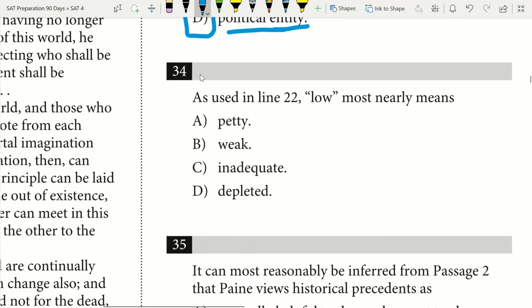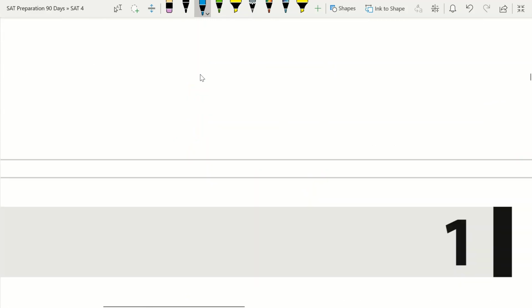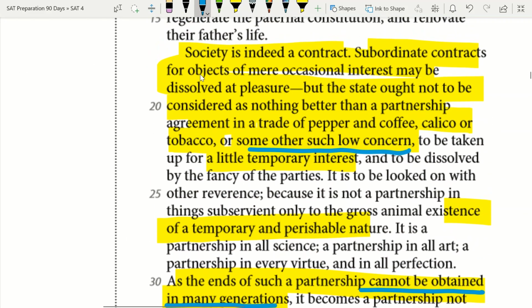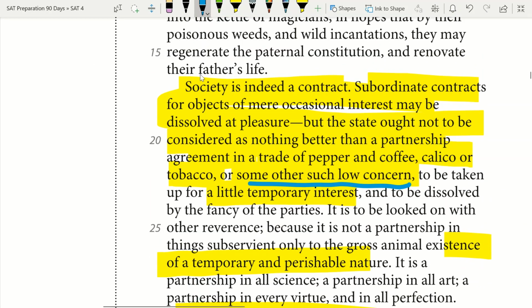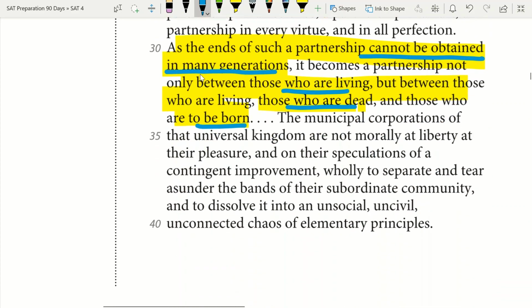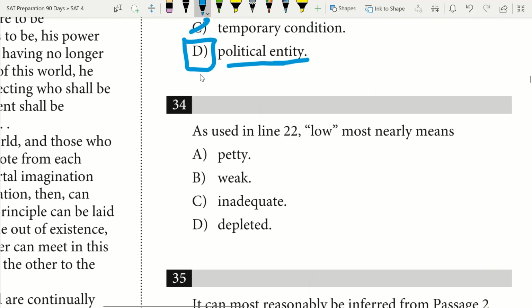All right, well, now we got question 34. We have, as used in line 22, low most nearly means what? Let's go take a look at line 22. We have, or some other such low concern. Okay, in this case, we'd be looking at something like an insignificant concern or a petty concern, something that shows that it's not really worth worrying over.